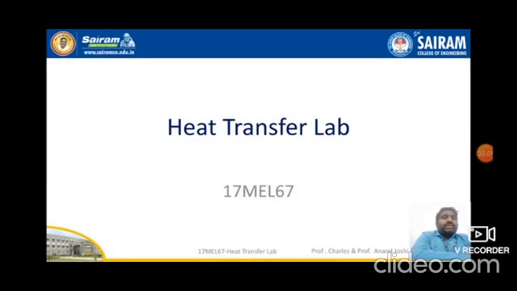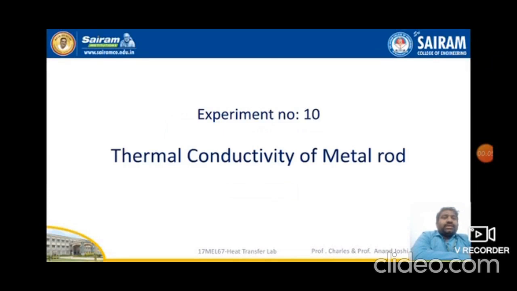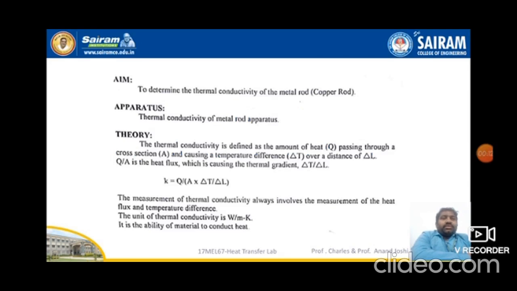We are going to discuss experiment number 10, that is thermal conductivity of metal rod. The aim of the experiment is to determine the thermal conductivity of the metal rod. The metal rod is made up of copper, so for that we have to find out the thermal conductivity.